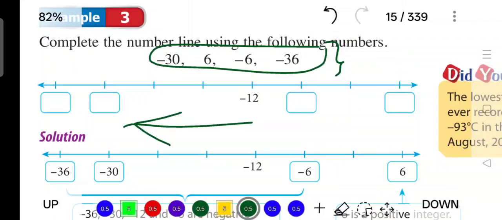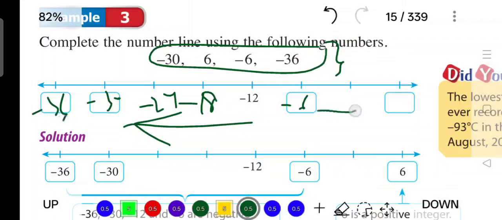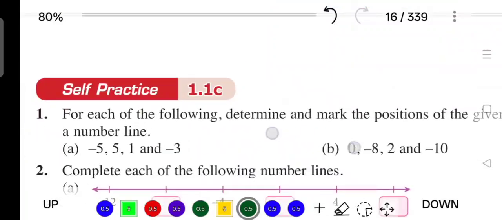Times 6, after 12, before 12 is negative 6, and then negative 12, negative 18, negative 24, negative 30, negative 36. Okay, right hand side is 0 and positive 6 and so on. Okay, you must be good at guessing.